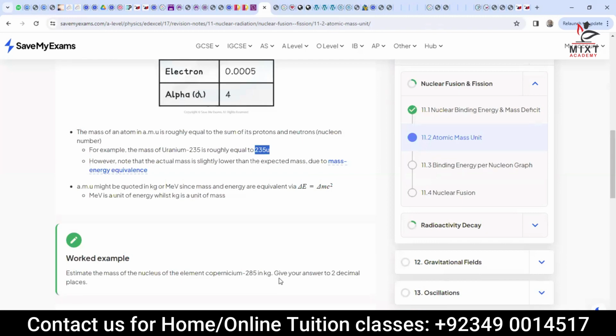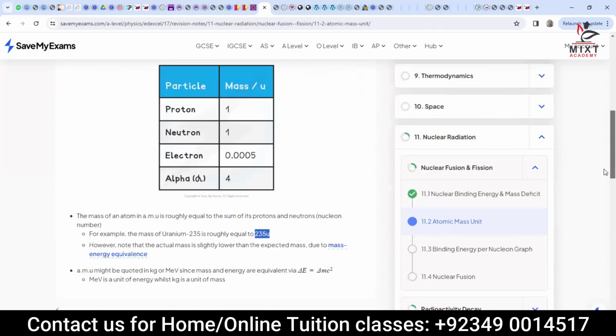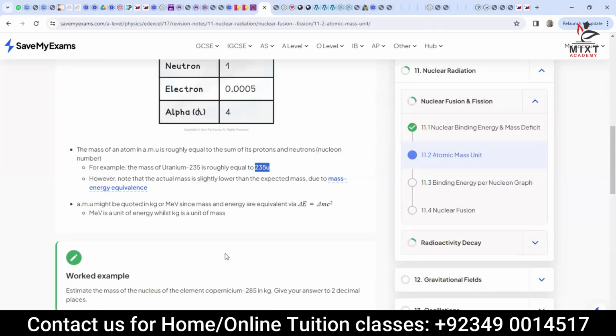Now you need to remember that value which is given upstairs. What is that value? 1.66 into 10 raised to the power minus 27 kilograms. So the 285 is just the protons, right? Yeah, 285 is not just protons. It's protons plus neutrons.